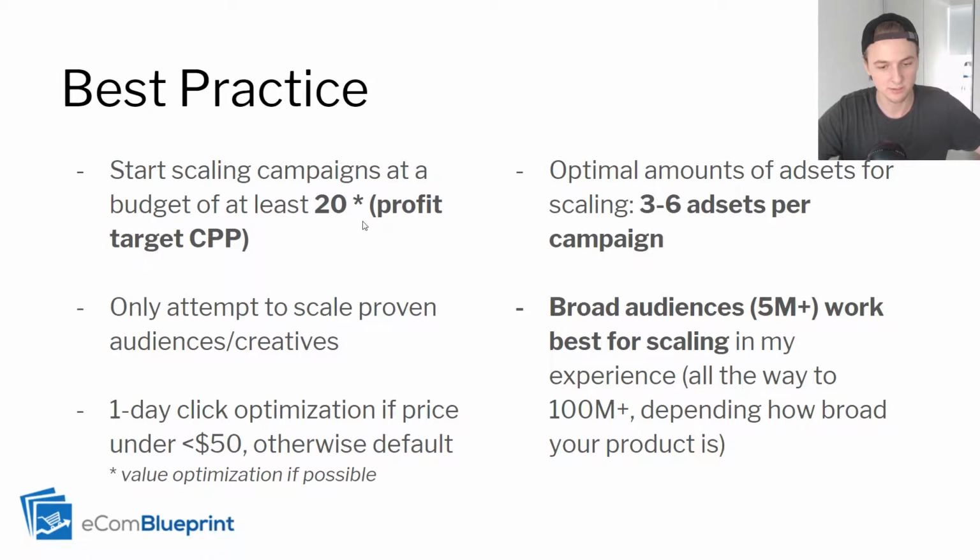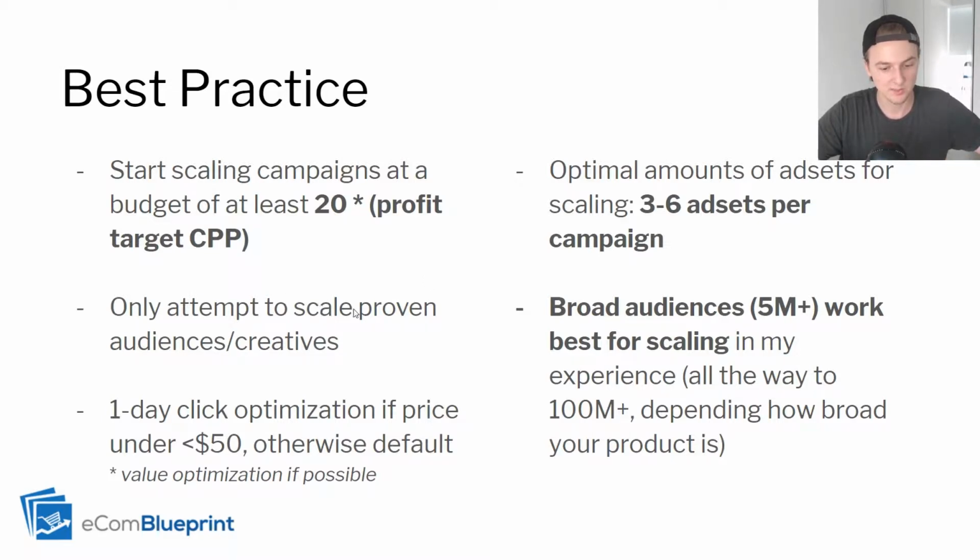You can get this number from your KPI spreadsheet that I talked about in the reading data lesson. So 20 times your profit target cost per purchase. Let's say you're aiming for a $20 cost per purchase. You want to start the campaign at least at a $400 budget per day. Those are scaling campaigns, right? You're only trying to scale proven audiences and proven interests, so you shouldn't be too worried about starting at a higher budget, because that'll just give Facebook the best chance at optimizing.